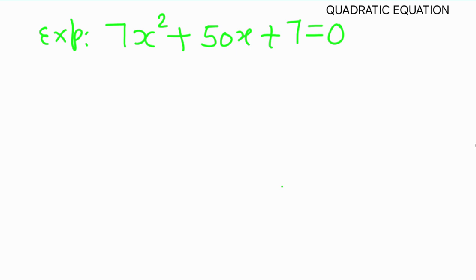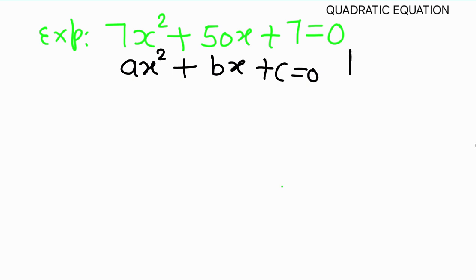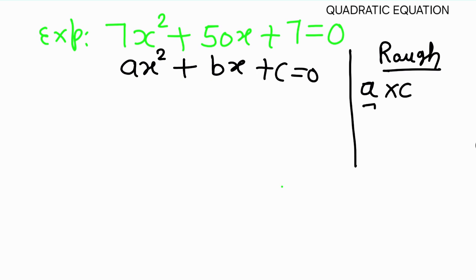Now we have an example: 7x square plus 50x plus 7 equals 0. This example is given in the format of ax square plus bx plus c equals 0. On this side I am doing some rough work. It's not necessary to do it in the copy; you can solve it on the rough side. a means 7. So first we have to multiply a and c. a is 7 and c is also 7, the constant term. It's 49. This is the product of a and c.